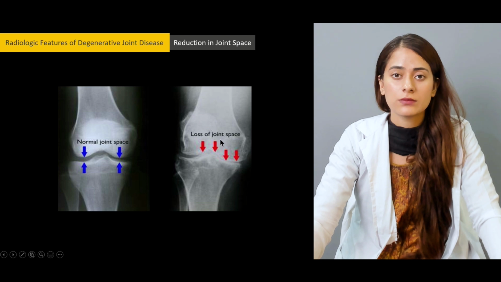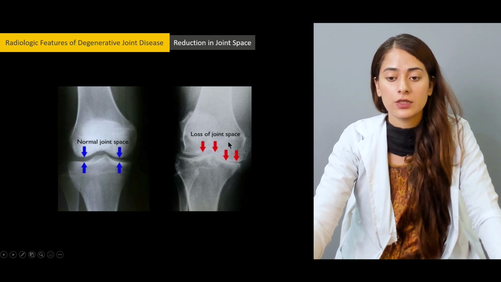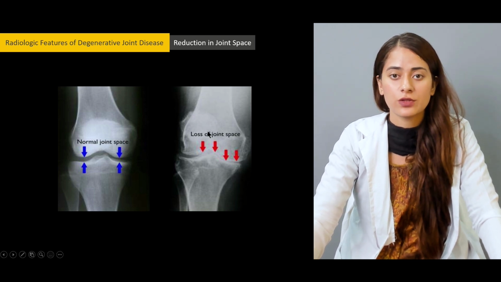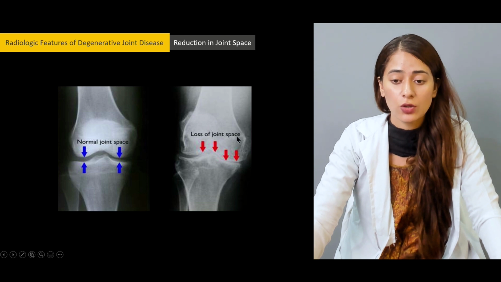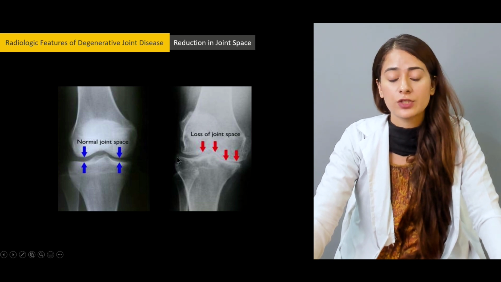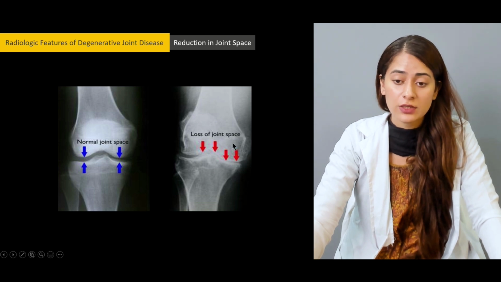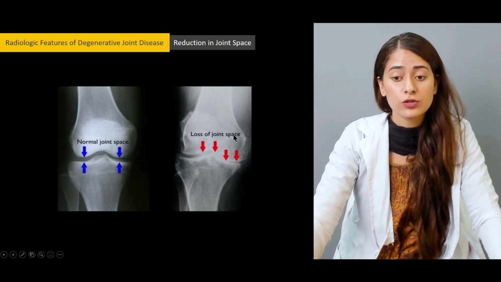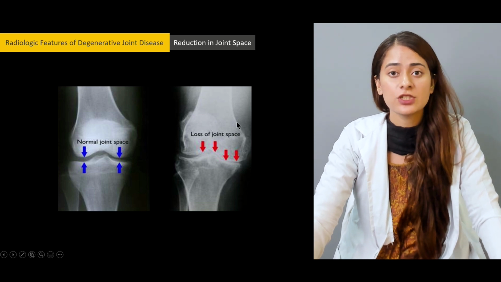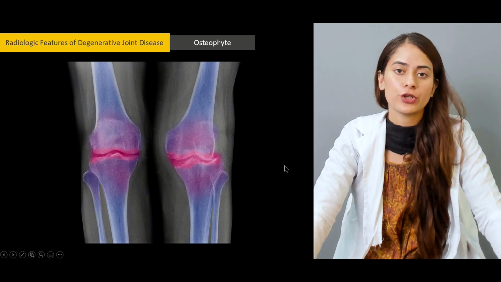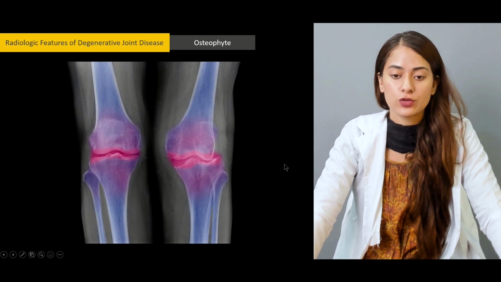The initial stage of degeneration or any joint disease is the loss of this joint space. The loss of joint space is a consequence of degeneration, and is also a participant in further degenerating the joint. So this is the second feature of degeneration in the joint.